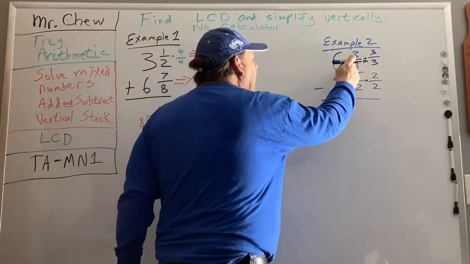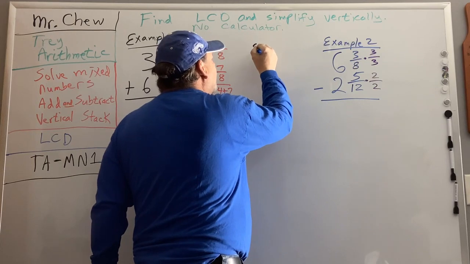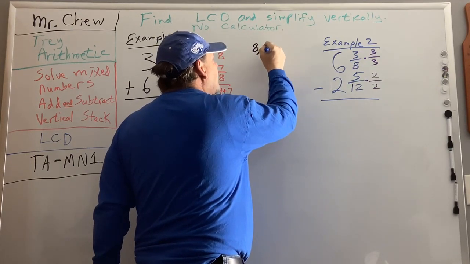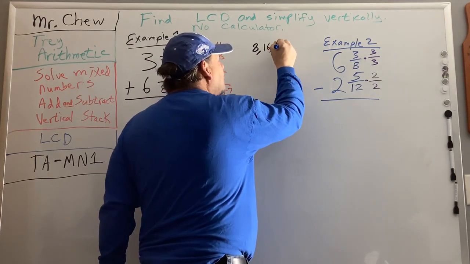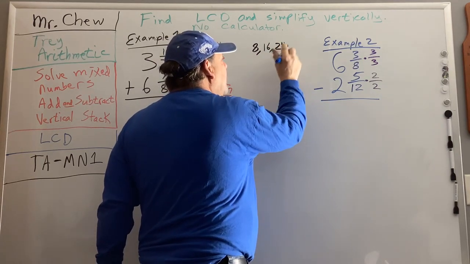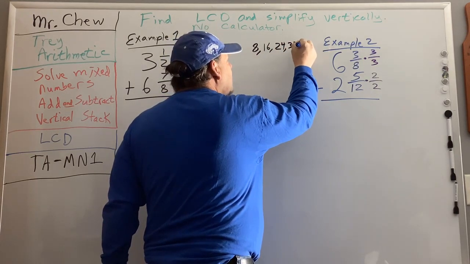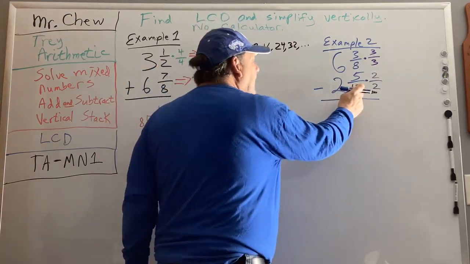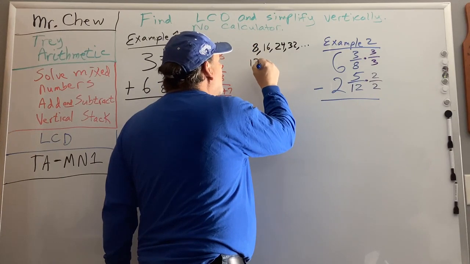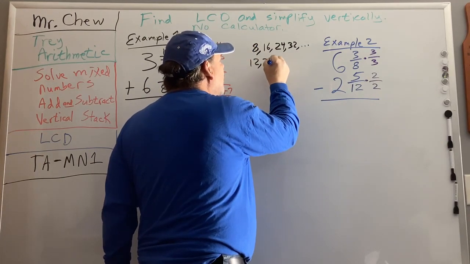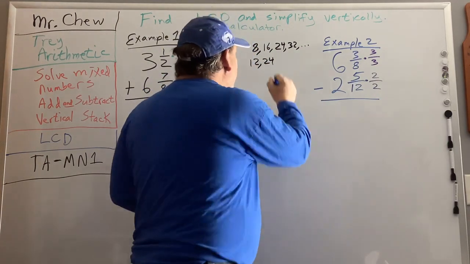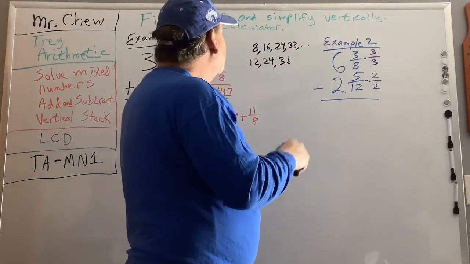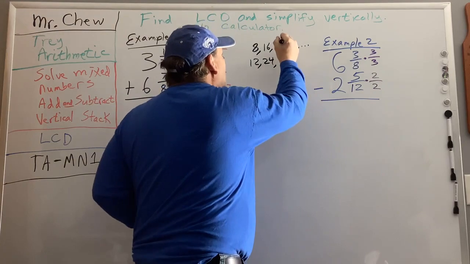You could take the 8 and list multiples. 8 times 1 is 8. 8 times 2 is 16. 8 times 3 is 24. 8 times 4 is 32. And you go on and on as far as you need to. And then take the other one. 12 times 1 is 12. 12 times 2 is 24. And when you get the same, 12 times 3 is 36. When you get the same number, that is the least common multiple.